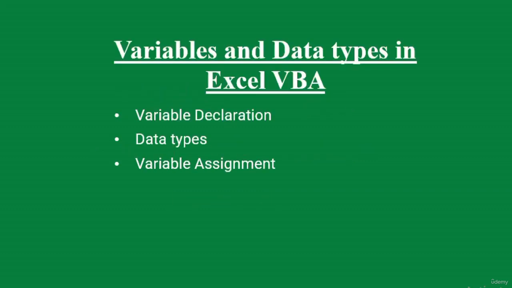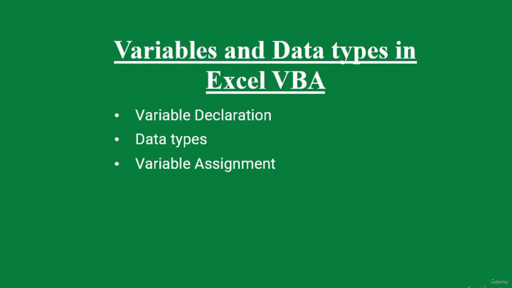Number 2 is the data types. VBA supports various data types such as integer, string, boolean, double, and date. Choosing the appropriate data type is crucial for efficient memory usage and avoiding type-related errors.